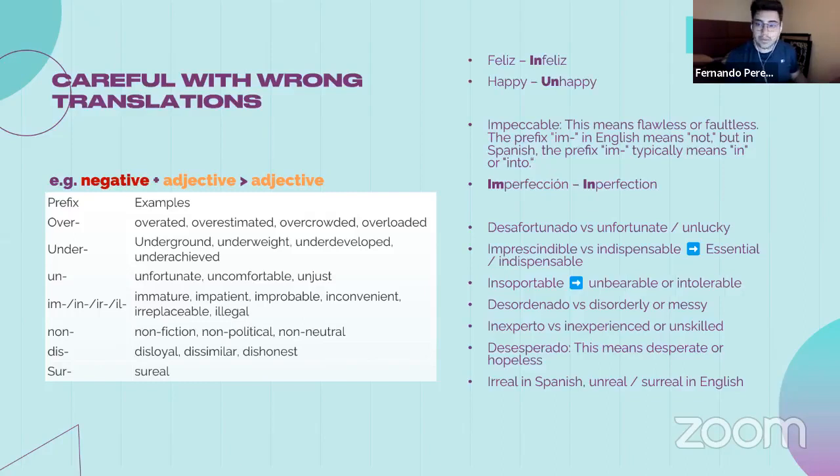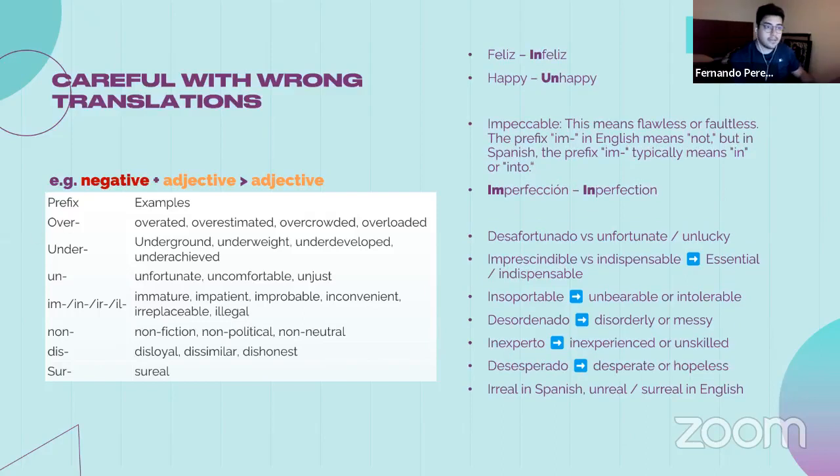Desordenado transforms into "messy" or "disorderly". Interesting that it has the "ly". This "ly" is not an adverb, eh? This is an adjective. Inexperto transforms into "inexperienced" or "unskilled". Here is another difference. Desesperado transforms into "desperate" or "hopeless", which again is a suffix less, similar to the synonym for stupid.